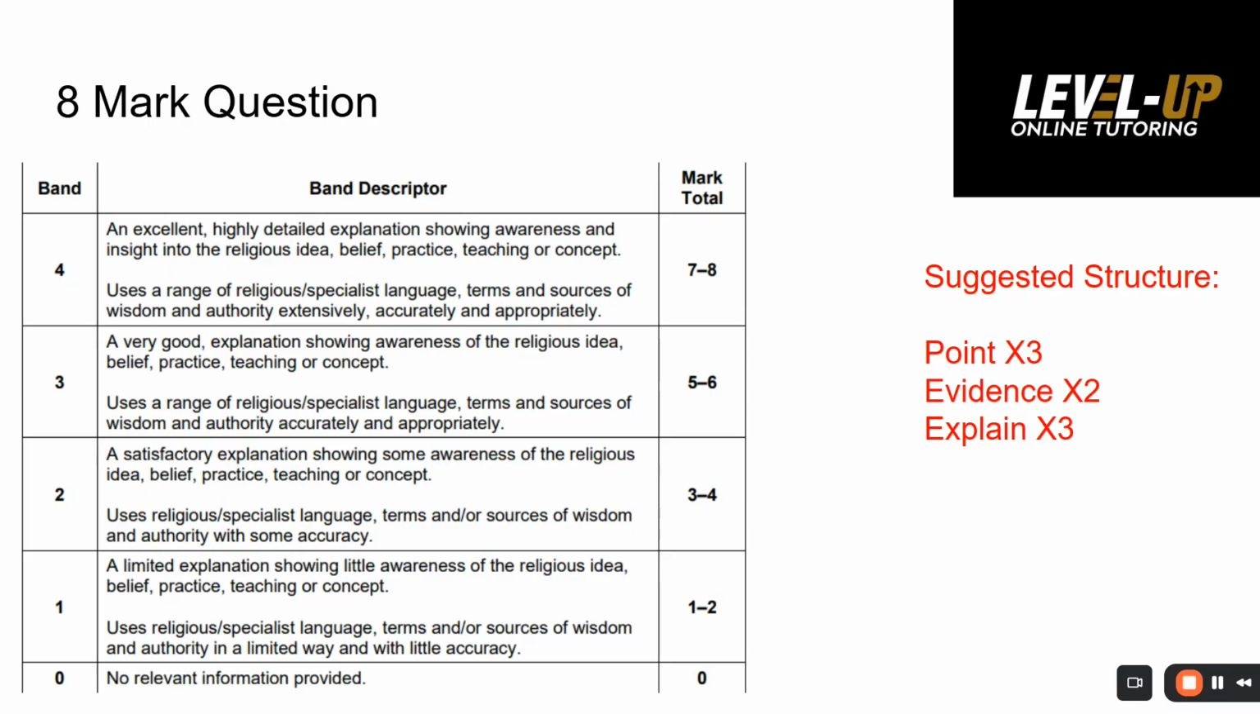If you use them with some accuracy, maybe 1 or 2 terms, that's going to go well for you. But if you don't use any at all, you can read down there in band 1: use of religious specialist language, terms and sources of wisdom and authority in a limited way and with little accuracy. If you use it in a limited way, that's really going to cap you in terms of marks. So make sure you use those keywords that I'm sure you use all the time at school, and make sure you use those quotations and references in your answers.